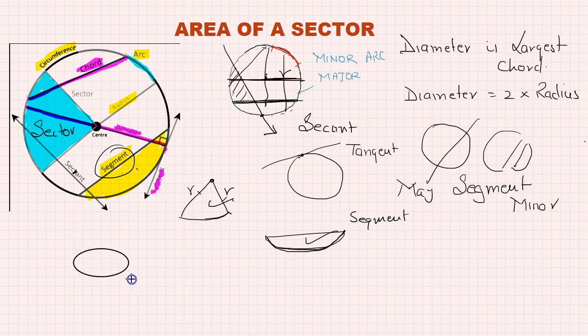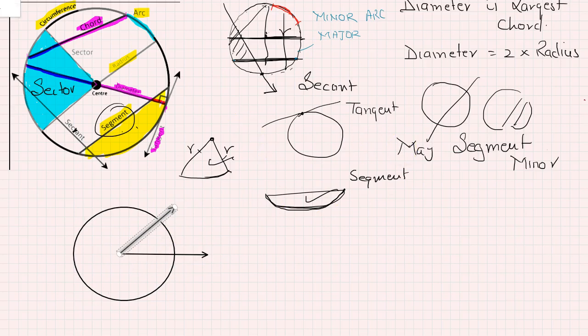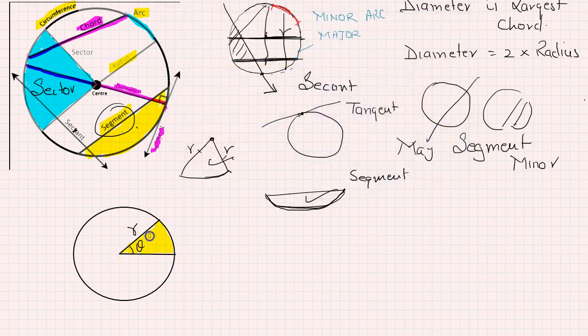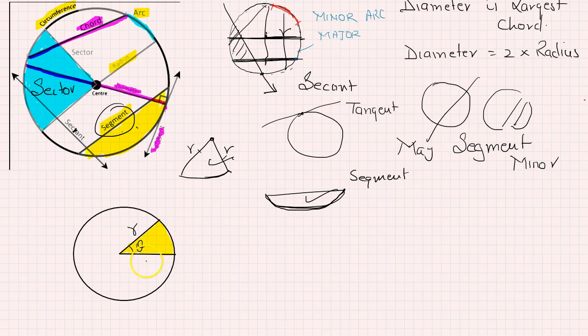Now if I have a circle, and this is the sector of a circle, and the radius is r and this angle is theta, and I have to calculate the area of this portion, then this is r, this is r, this is theta, and theta is in radian.